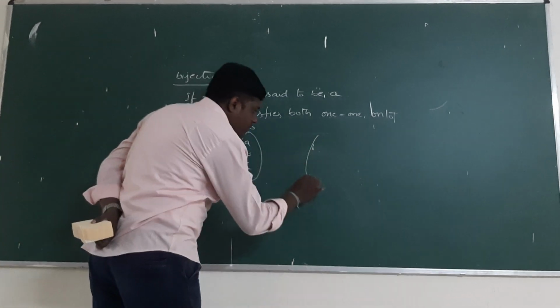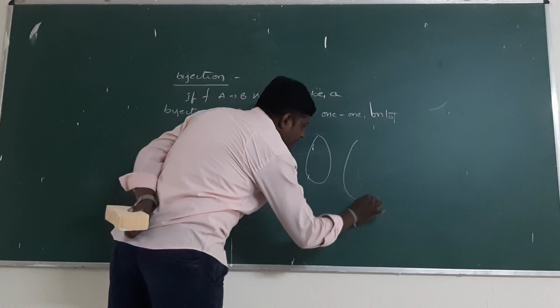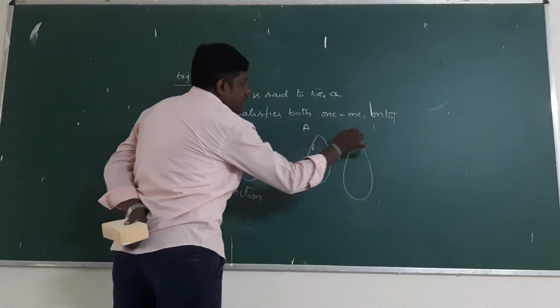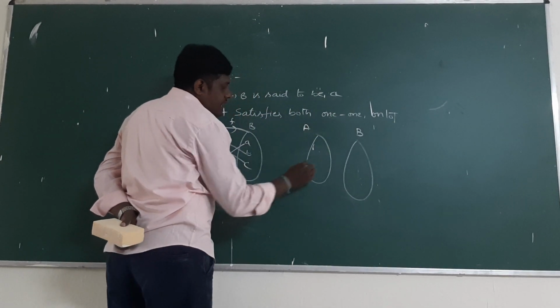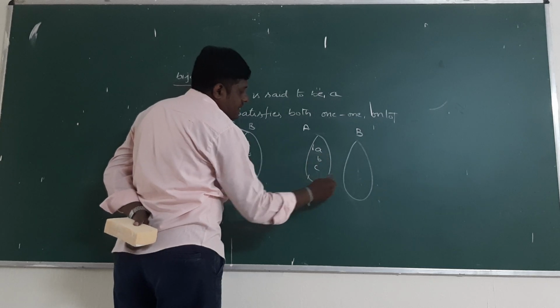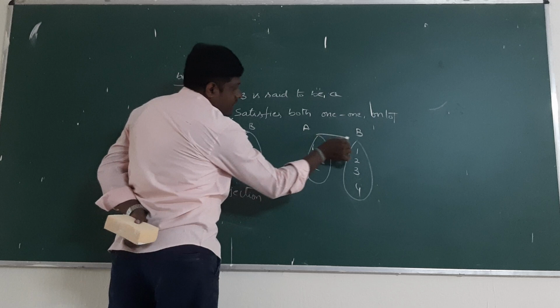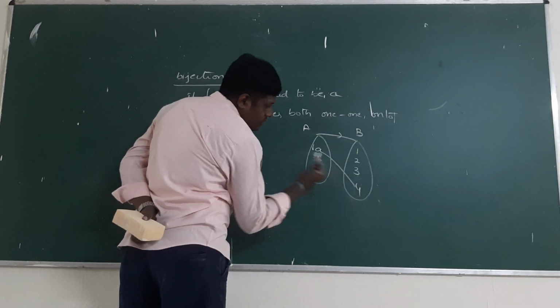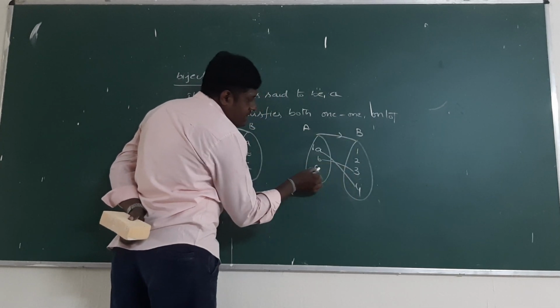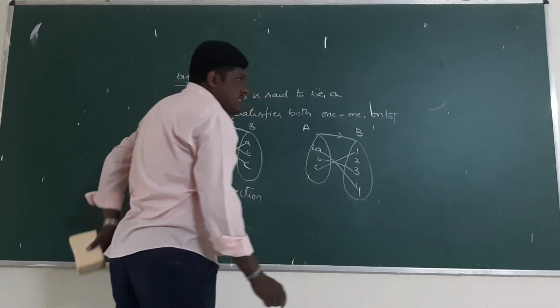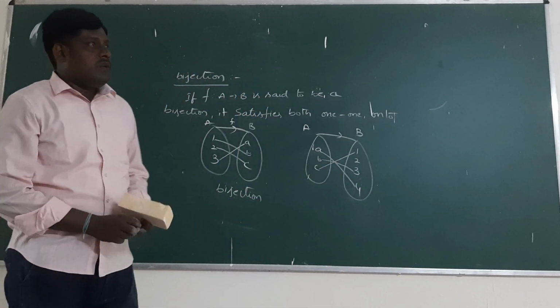Next, see one more example. Set A contains A, B, C. Set B contains 1, 2, 3, 4. A is mapping with 4, B is mapping with 3, and C is mapping with 1. Is it bijection or not? Let's check.